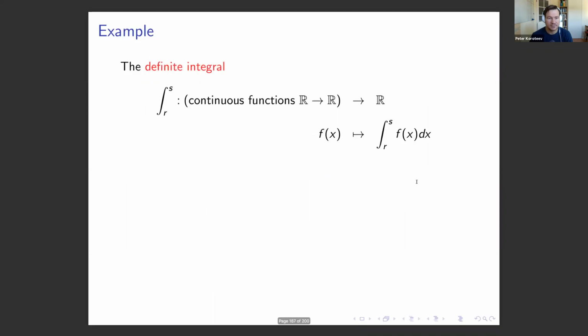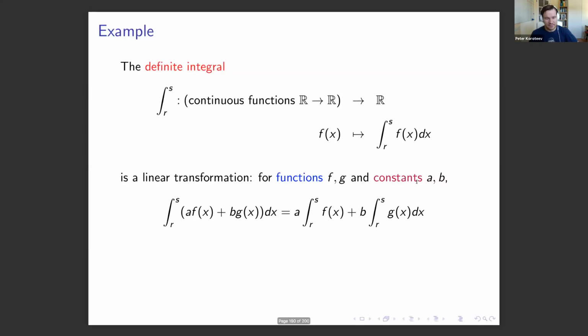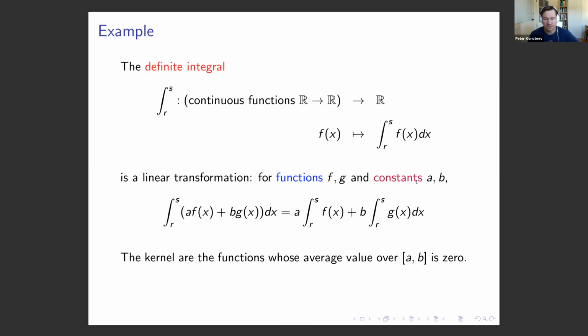Okay, now the definite integral. Say we have an integral from r to s, on the set of continuous functions, those which you can integrate, from R to R. So to the value of this integral, we define this operation. Well, it's a linear transformation, right? Take two functions, two constants, and again, from another theorem of calculus, this formula holds. So the integral is a linear transformation. The kernel is the functions whose average value over this interval from r to s is equal to 0. And the image is the whole R.